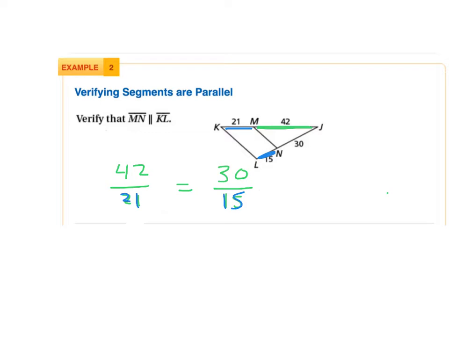Now there's two ways we can prove that these two are equal. We can just simplify our fractions, or we could cross multiply and see if they're congruent. What do you think would be easier to do? Simplify. So how do we simplify 42 over 21? It simplifies to 2 over 1. And what about 30 over 15? 2 over 1. So do these have the same proportion? Yeah, they're equal. So are the lines going to be parallel? Is MN parallel to KL? Yep.